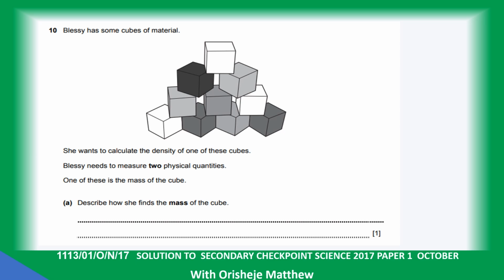Question 10. Blessy has some cubes of material. She wants to calculate the density of one of these cubes. Blessy needs to measure two physical quantities. One of these is the mass of the cube. Describe how she finds the mass of the cube. She places one of the cubes on a balance and reads the mass.